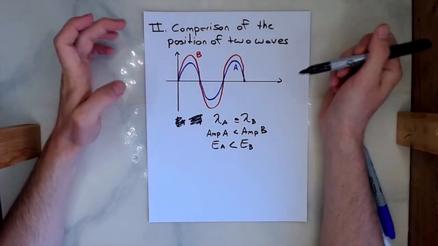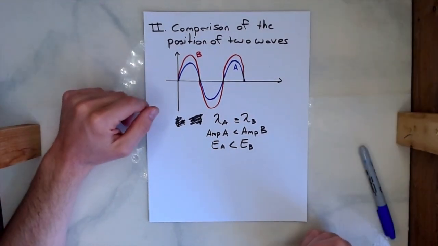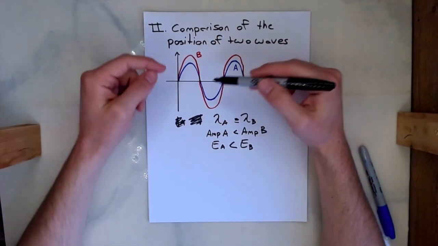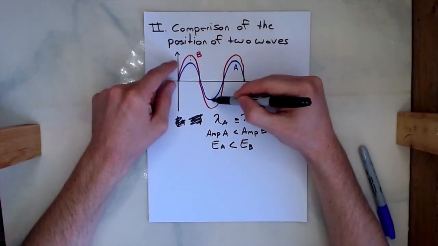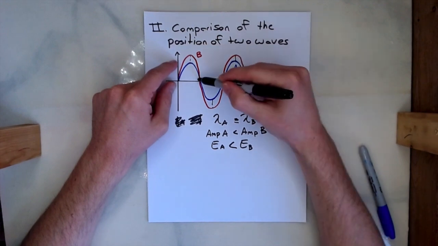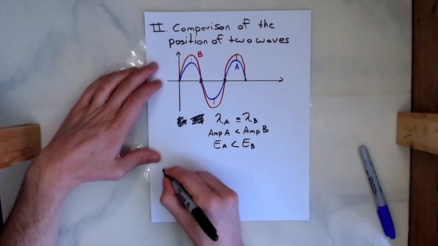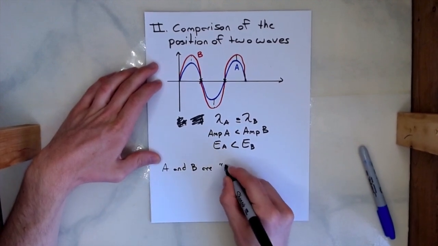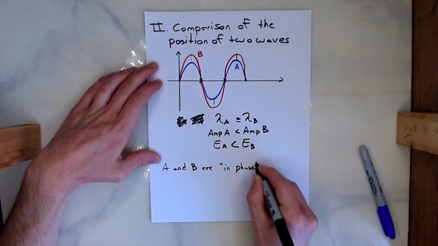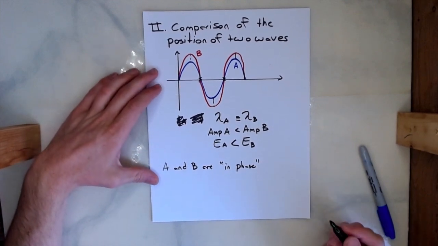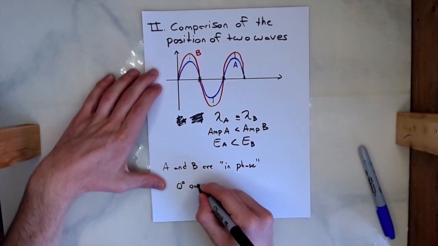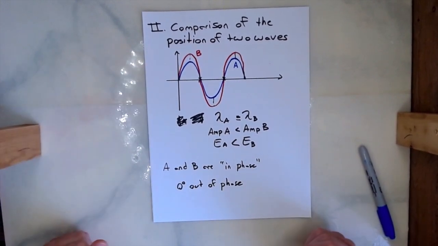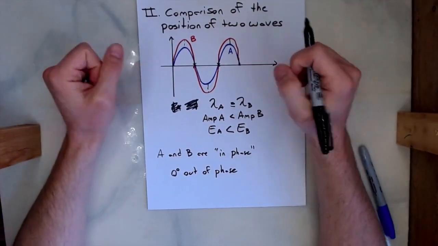But going back to this idea of phase, we want to make our comparison of phases. Well, A and B are right over each other, right? The crests match up, the troughs match up, they intersect at the same points. So I say here that A and B are in phase. Or in other words, they're 0 degrees out of phase. They're not shifted with respect to one another.